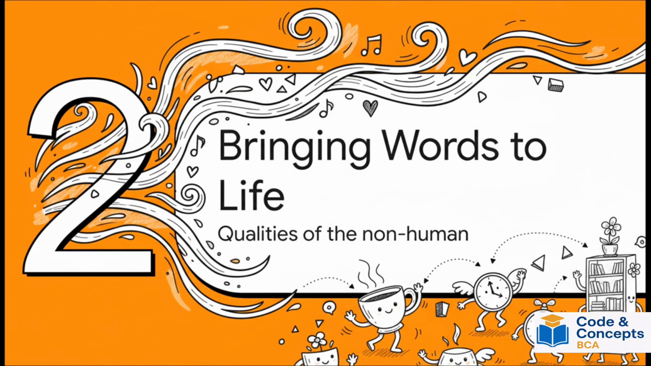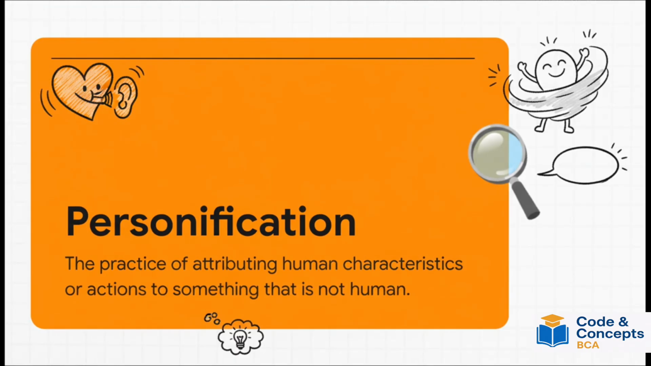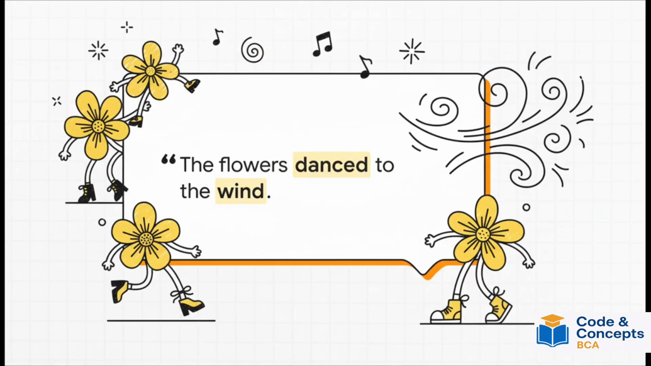All right, next up, let's look at what I like to call the animation tools. These are techniques for literally breathing life and emotion into things that don't have any, making them feel way more real and relatable. And the main tool for this is personification. This one is just fantastic for helping your audience connect with all the non-human stuff in your story. You give an object a human feeling or action, and boom, it's suddenly a character in the scene.